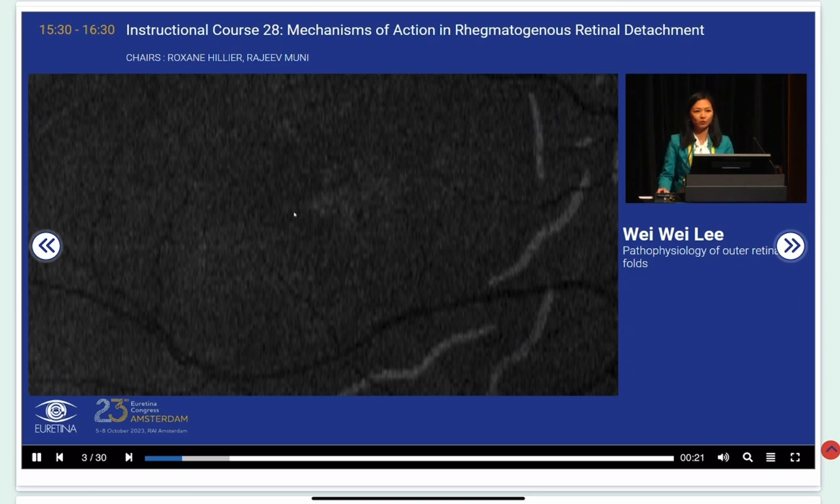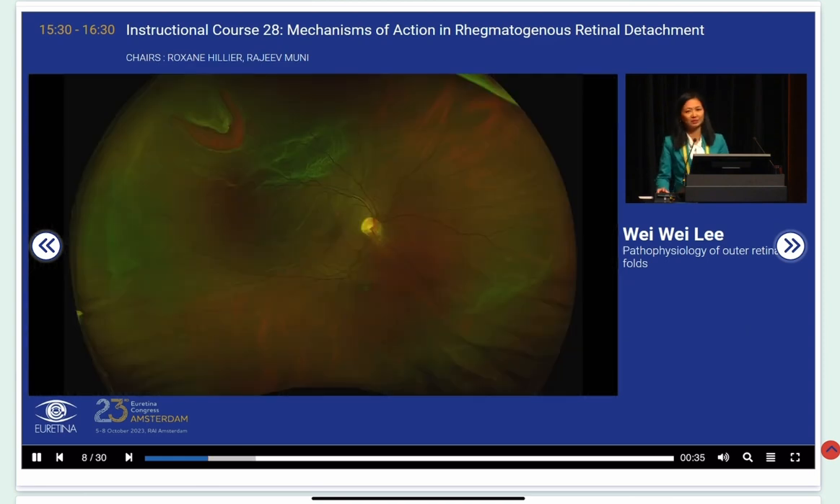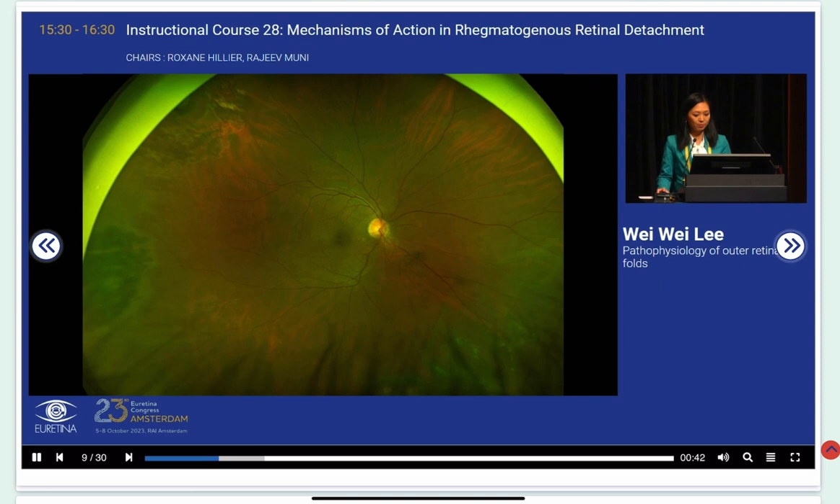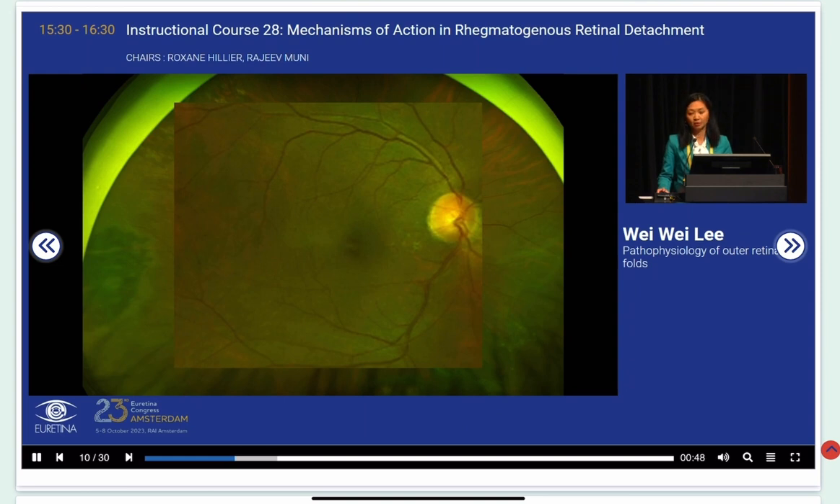In this talk, we are going to learn what is the best way to detect outer retinal folds, how it impacts our patient, understand the pathophysiology of outer retinal folds, and using that, find ways to reduce outer retinal folds. I'm going to start with a case that we see day to day in our retina clinic, a patient with a macula-off retinal detachment. A month after RD repair, the retina is attached, but the patient's vision is 20/60. And when we take a look at the macula, there were no gross abnormalities seen.